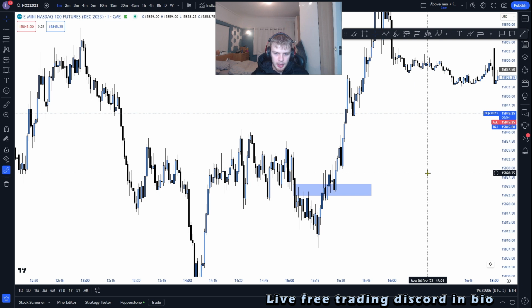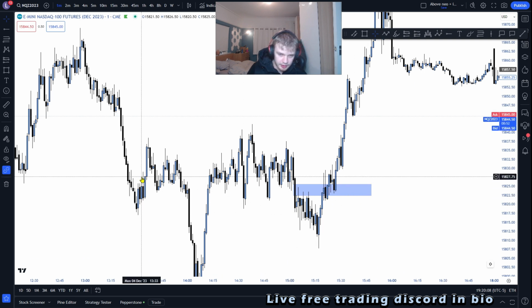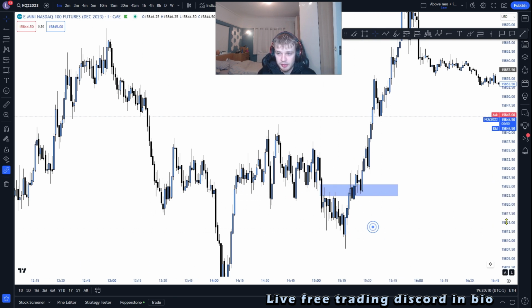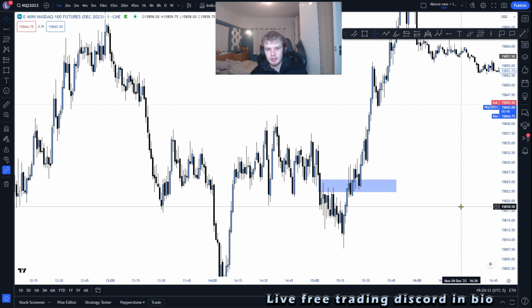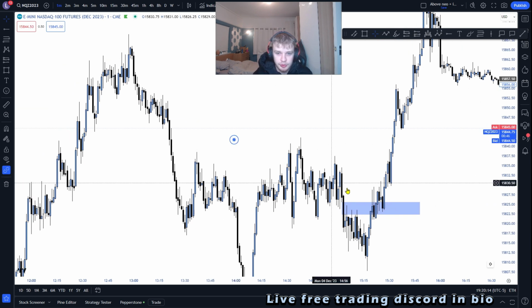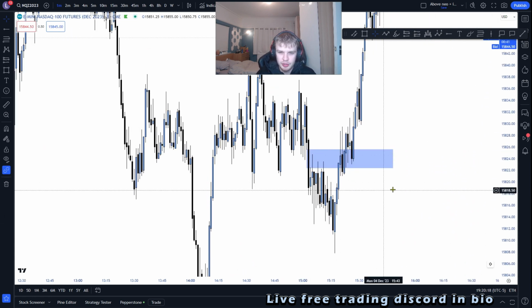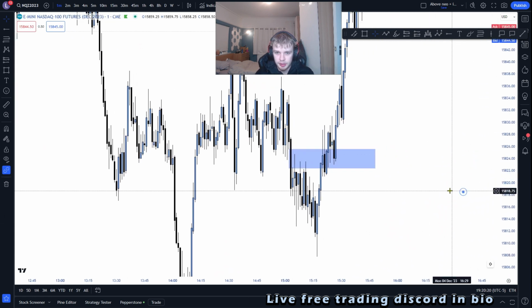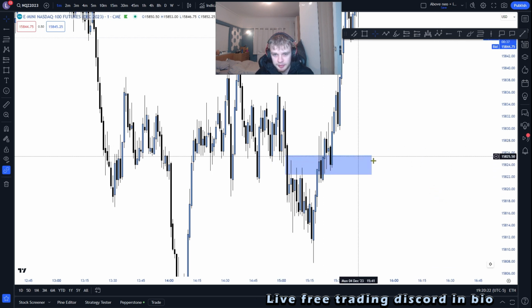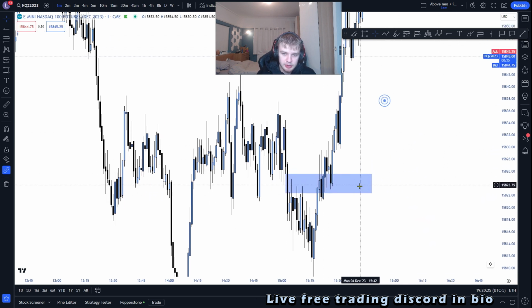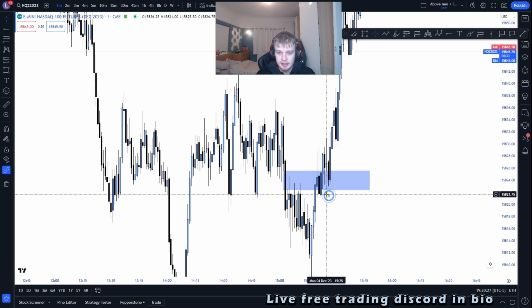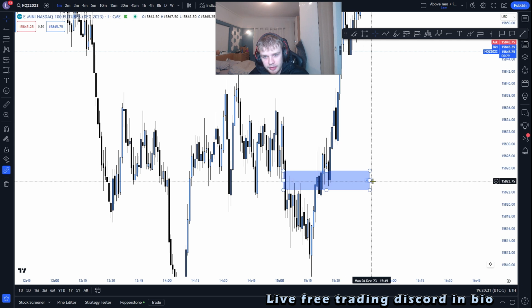For example, I would obviously recommend the model that I teach, the inversion fair value gap model, just because the win rate is so high. I would just get the basics down. Just the basics of the strategy, which would obviously be inverse the fair value gap, target liquidity, and stop loss below the close of the fair value gap.